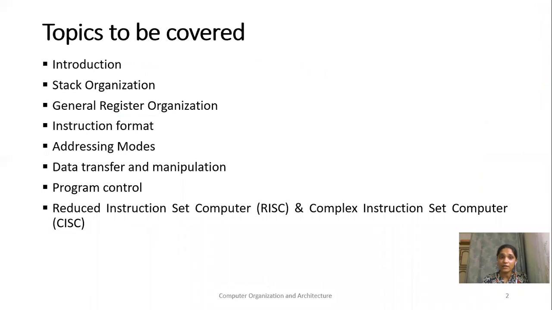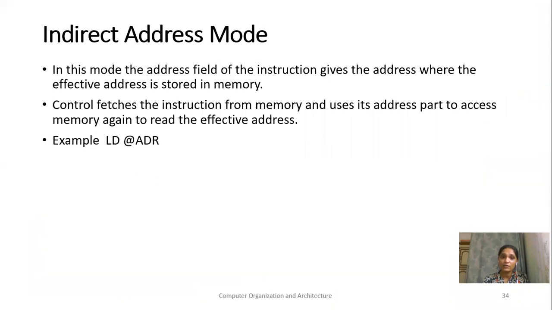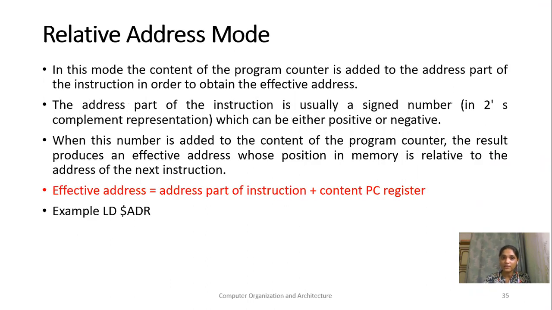In this unit, in the last session, we have seen the indirect addressing mode. Now, further, we will see the relative addressing mode. In this mode, the program counter is added to the address part of the instruction in order to obtain the effective address.